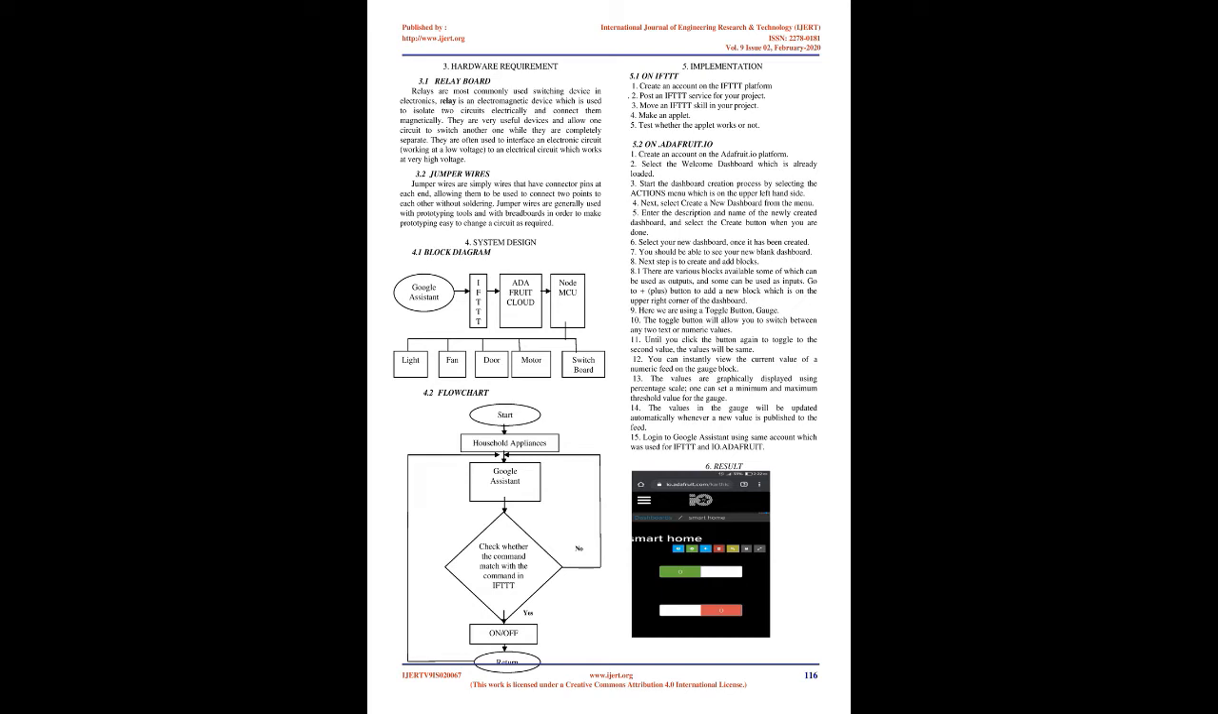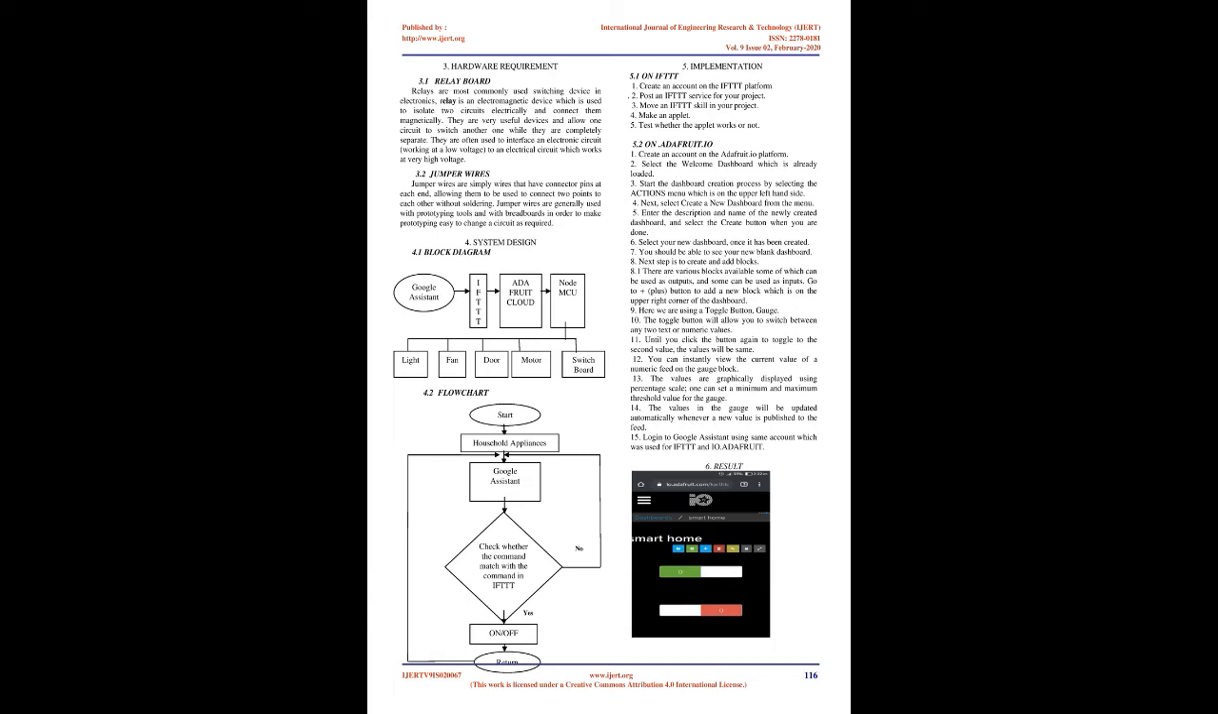Implementation. 3.1 Relay board. Relays are the most commonly used switching device in electronics. A relay is an electromagnetic device which is used to isolate two circuits electrically and connect them magnetically. They are very useful devices and allow one circuit to switch another one while they are completely separate. They are often used to interface an electronic circuit, working at a low voltage, to an electrical circuit which works at very high voltage.